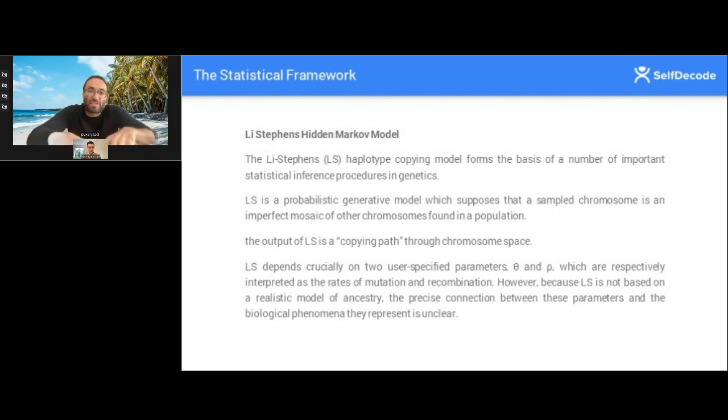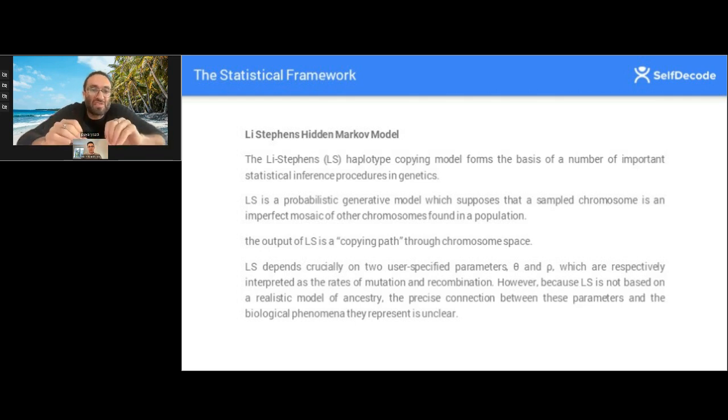And so Li and Stephens came up with a model, and they originally used it to figure out the recombination rate. That was the original thing they used it for. And then everyone else figured out, well, you can use the same model to do other things like genotype imputation. And it's a very simple model. It's a haplotype copying model, and it forms the basis of everything, not everything, but everything in genotype imputation and phasing and a bunch of other things in statistical genetics.